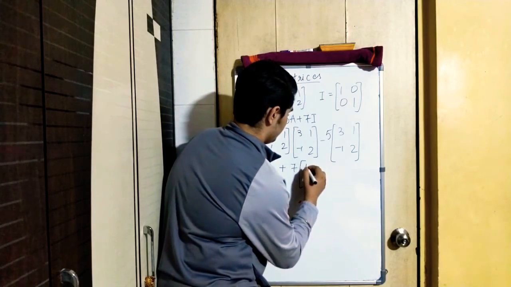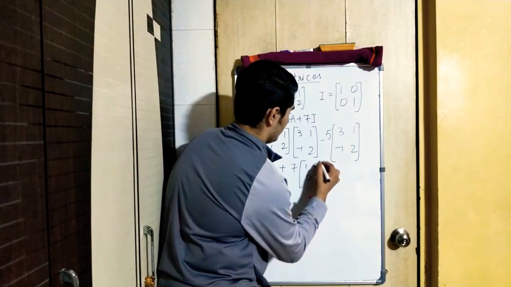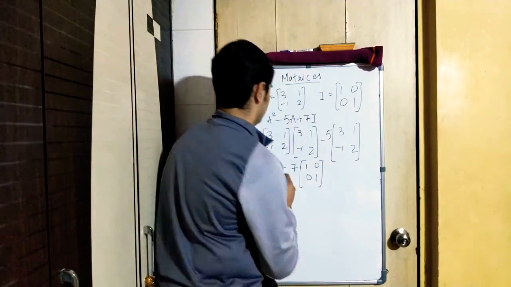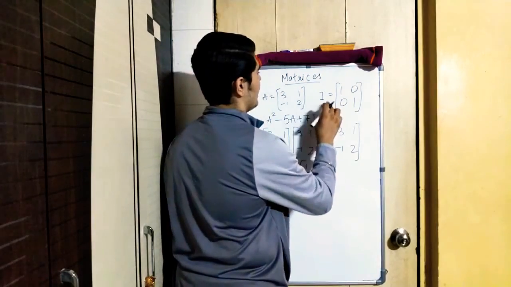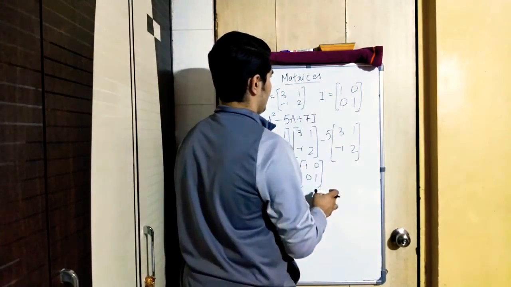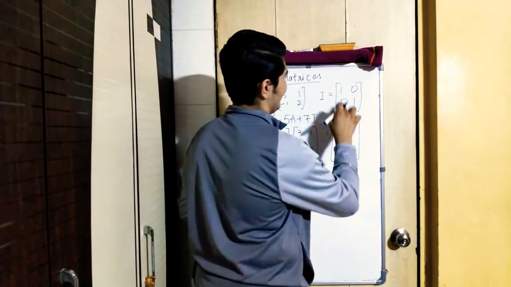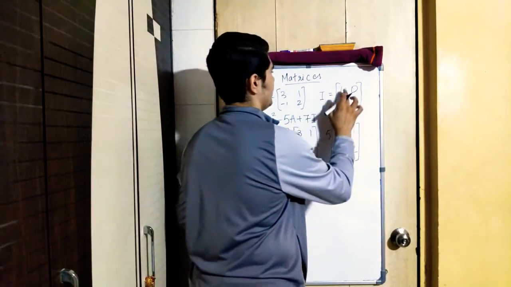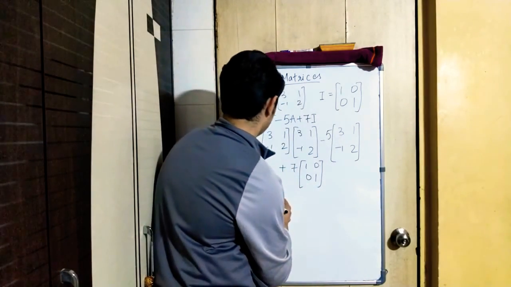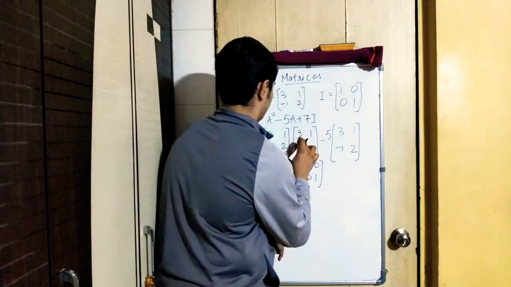Plus 7i, which is 1 0 0 1. If the value of I is not given for a 2 by 2 matrix or 3 by 3 matrix, you have to take it as 1 0 0 1. It is a universal matrix. So 3 into 3.